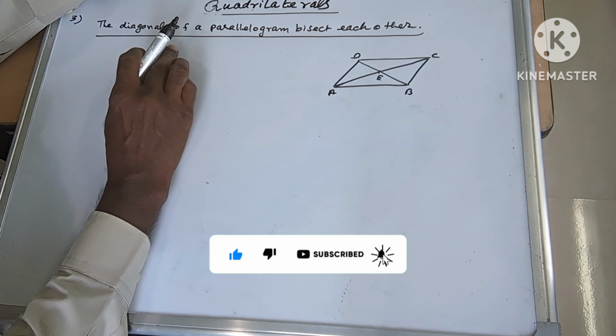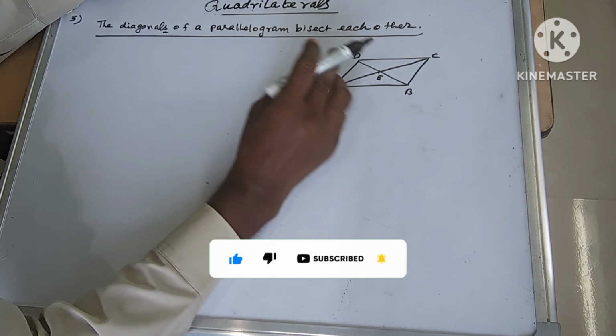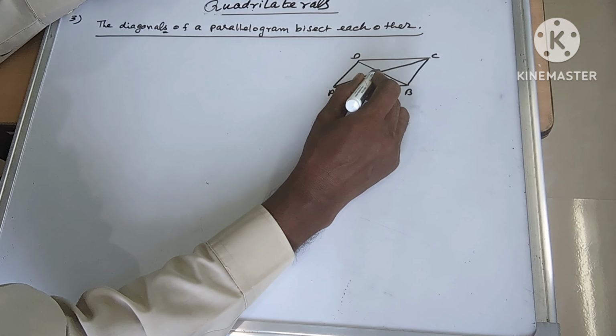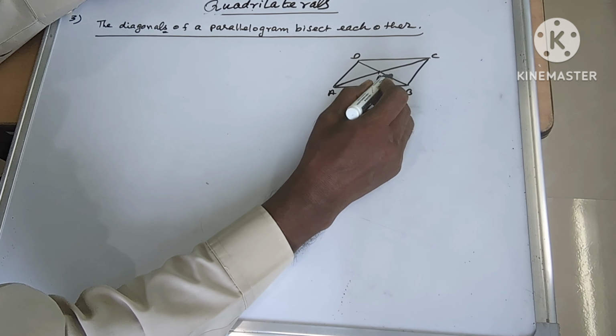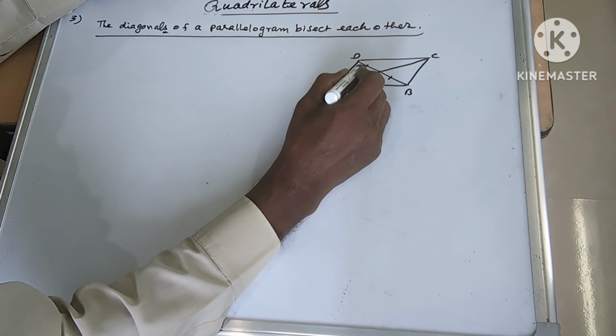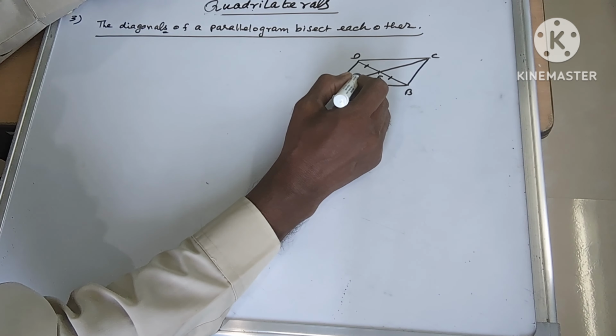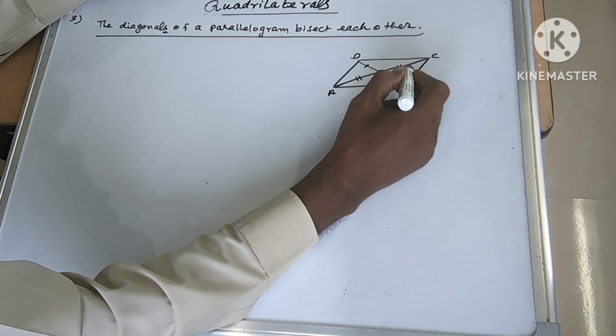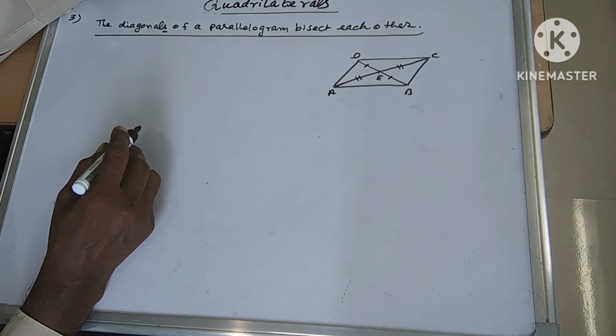So what we want to prove is that the diagonals of a parallelogram bisect each other. So we want to say these two bisect each other. That is, E is the midpoint of both diagonals. So EB is congruent to ED and AE is congruent to EC. So we have to prove it this way.